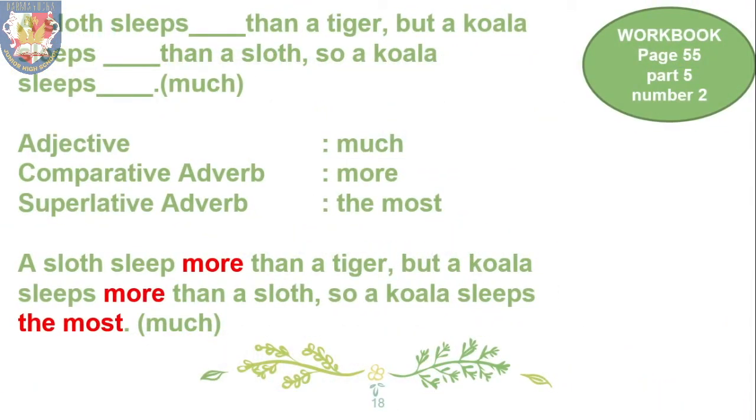For the last, let's open your workbook, page 55, part 5, number 2. Much is an adjective, and the comparative of much is more, and the superlative is the most. So the whole sentence becomes, a sloth sleeps more than a tiger, but a koala sleeps more than a sloth. So a koala sleeps the most.